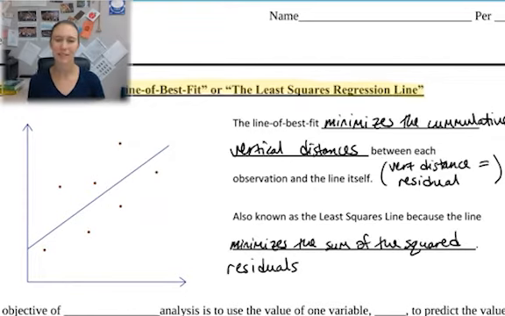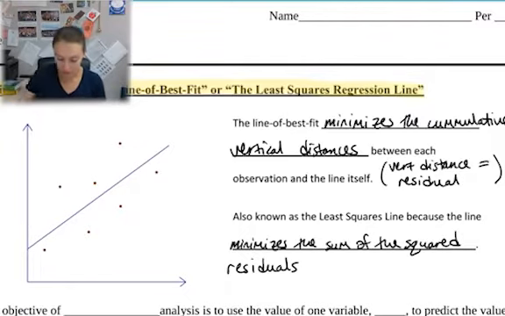Class. Today we're going to be doing section 2.7 for AP Stats. We're going to be looking at the line of best fit, or the least squares regression line for linear regression. We're also going to be looking at some Minitab outputs and the conditions that need to be met for doing linear regression. So we're going to start really quick with a definition of the line of best fit.